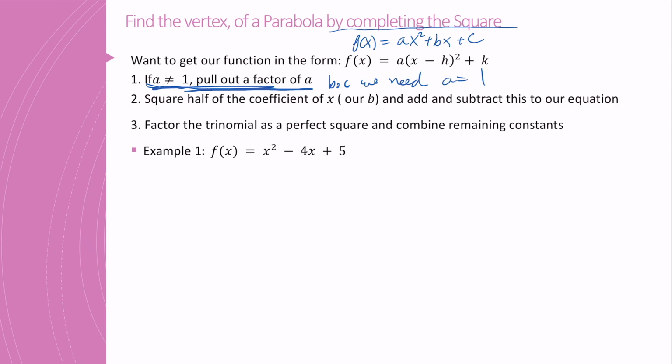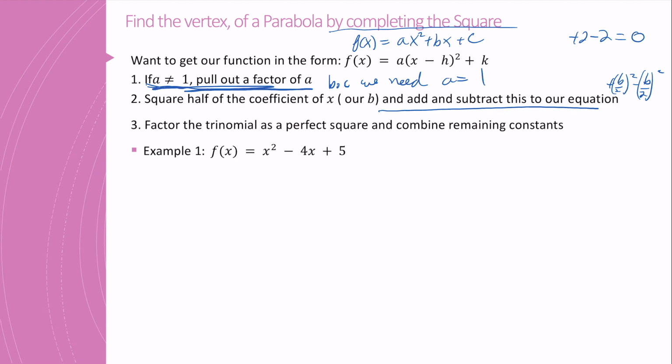Then we're going to add and subtract this b over 2 squared from our equation. Why do I add and subtract it? Well, because if I add 2 and I take away 2, I've got 0. I really did nothing to my equation.